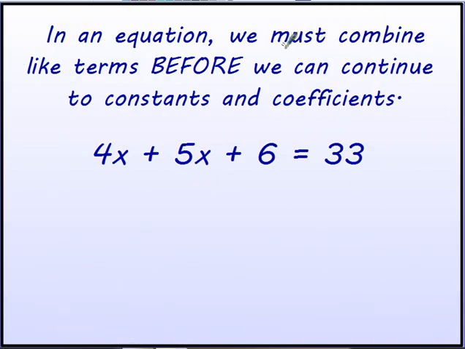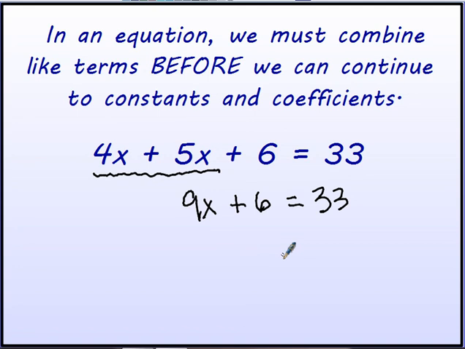In an equation, we must combine like terms before we can continue on to constants and coefficients. So when I solve this equation, 4x plus 5x plus 6 equals 33, I have to look on this side and I can see that I have like terms 4x and 5x. I'm going to go ahead and add those together to give me 9x. I still have a plus 6 and I still have an equals 33.